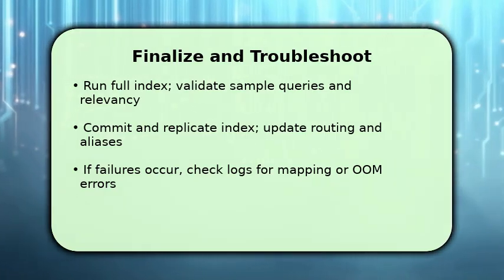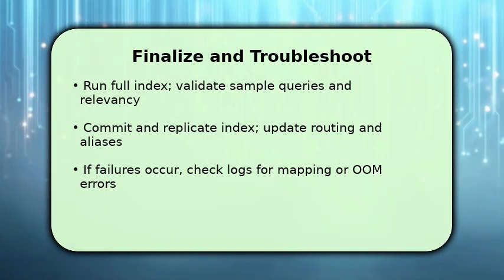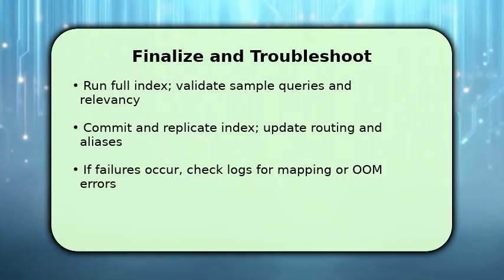If things go wrong, check logs for mapping mismatches or out-of-memory errors. Roll back to the snapshot if indexing corrupted data. Then fix the mapping and rerun on a fresh index.